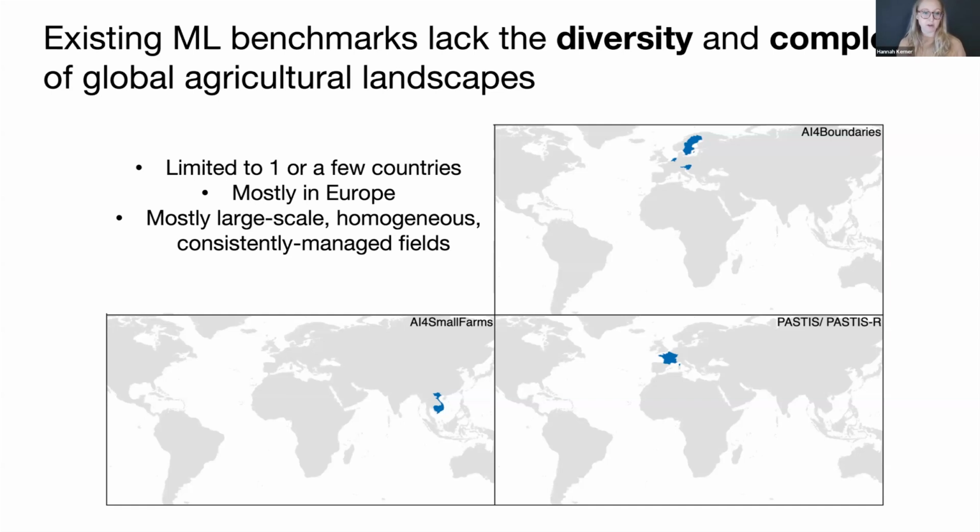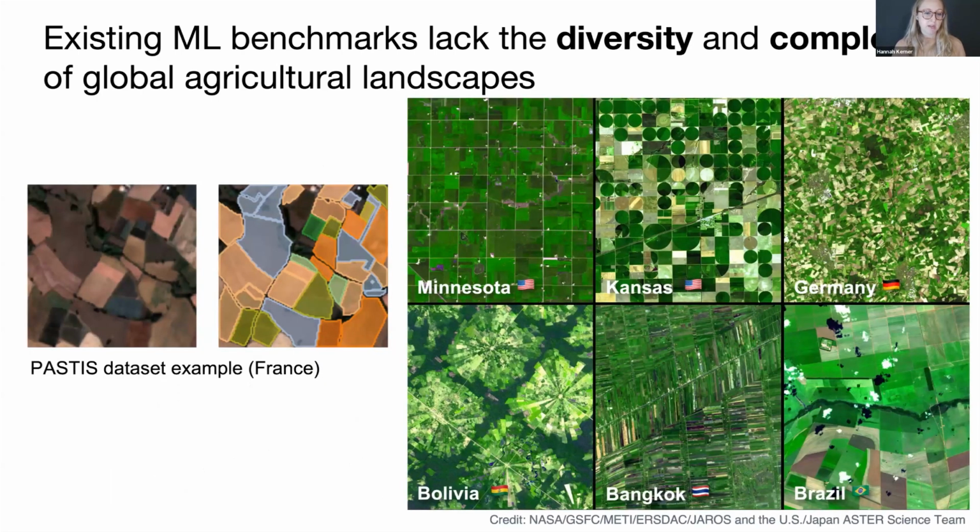They're mostly in Europe and generally covering very homogeneous fields like those that you see on the left in France, which are fairly easy to see even for a non-expert to identify where the boundaries are in that left-hand image. But on the right, you can see a lot of examples from different places in the world in satellite data where the boundaries get much more difficult to define. So there's a huge amount of diversity and complexity globally in these field boundaries that are not captured in existing data sets.